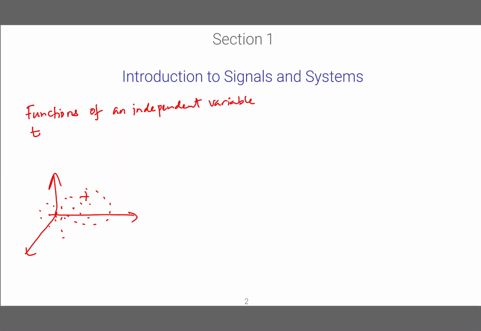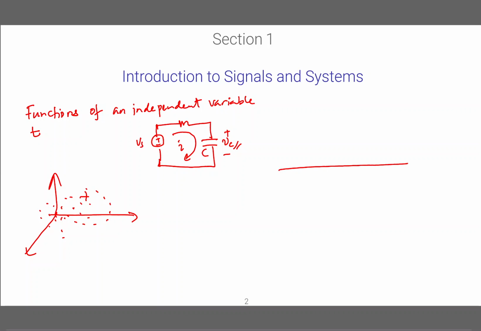So some examples. If we take a voltage source, Vs, and fix it to a capacitor resistor system, then there would be a current going through this, and there will be a voltage across this capacitor. This voltage will be a function of time, and that we consider as a signal.